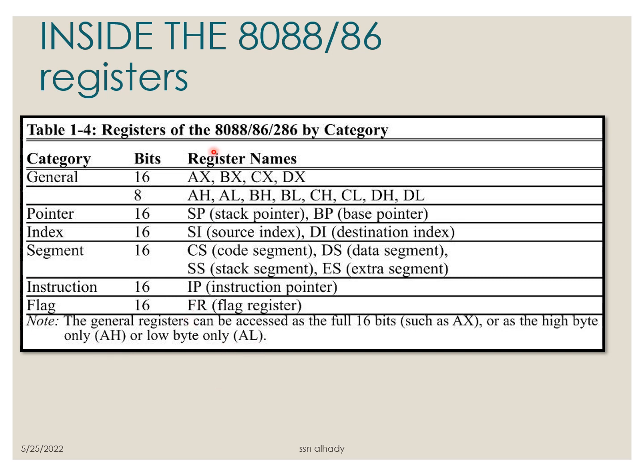Okay, so for you to remember, only the general category registers can be used as 16-bit or 8-bit, while the other registers, pointer, index, segment, instruction, and flag, are only 16-bit.